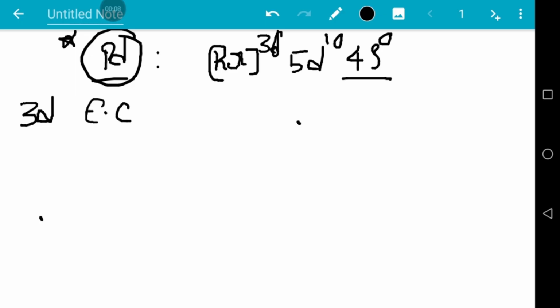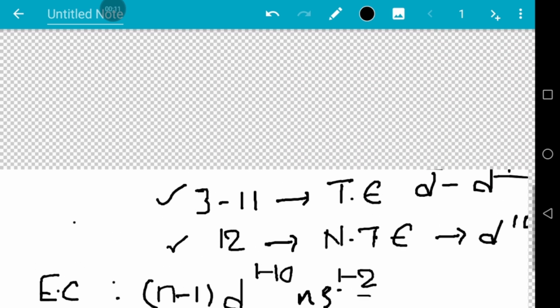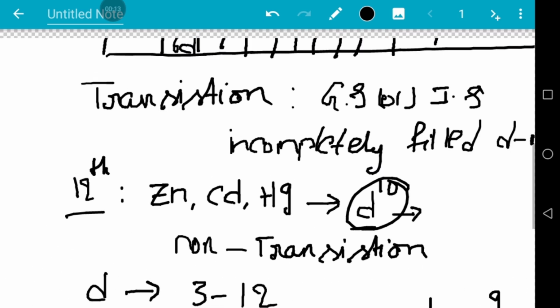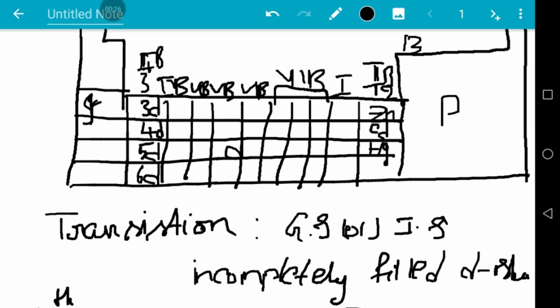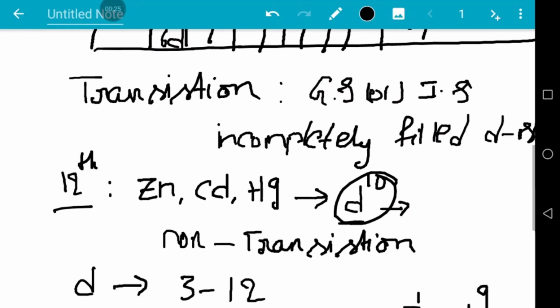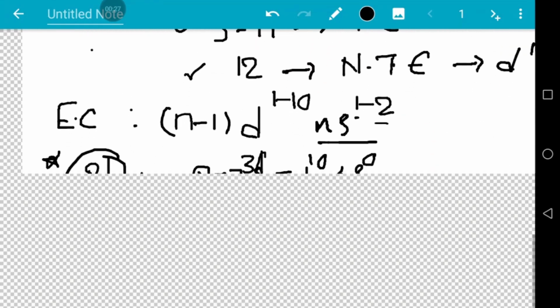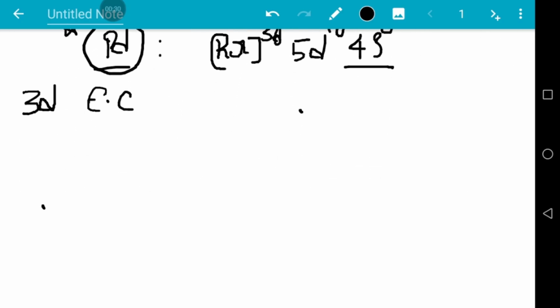So the 3d series means from here to here, scandium to zinc. This 3d series electronic configuration we are discussing. How to write the electronic configuration? First in the 3d series, what is the first element? That is scandium. Next after scandium: titanium, vanadium, chromium, manganese, iron, cobalt, nickel, copper, and zinc. So these are the 3d series elements.